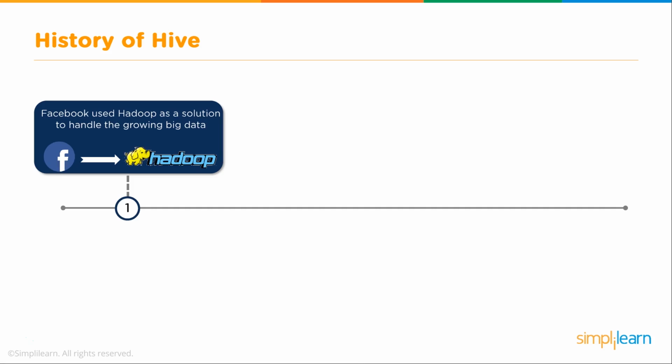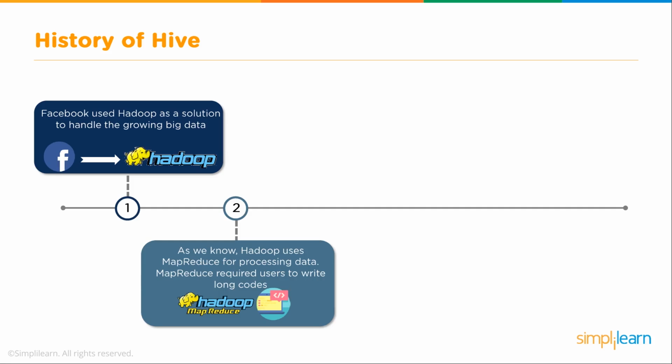Let's dive in with a brief history of Hive. So the history of Hive begins with Facebook. Facebook began using Hadoop as a solution to handle the growing big data. And we're not talking about data that fits on 1 or 2 or even 5 computers. If you've looked at any of our other Hadoop tutorials, you'll know we're talking about very big data and data pools. And Facebook certainly has a lot of data it tracks.